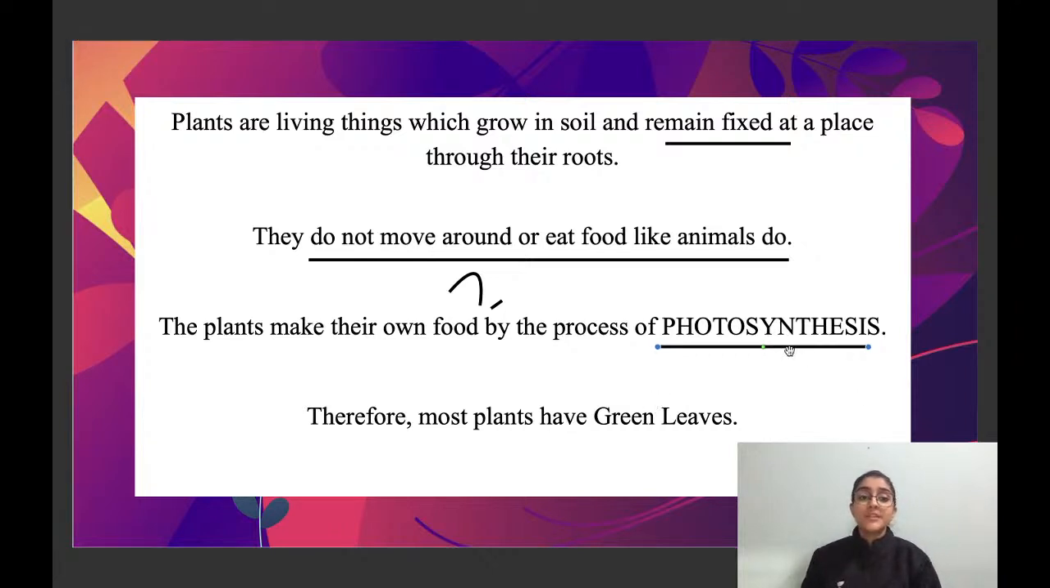And for photosynthesis, the plant should be having green leaves. Now, can anyone tell me why do they need green leaves for photosynthesis? Although we would be covering this in the upcoming slides. So let's move ahead.